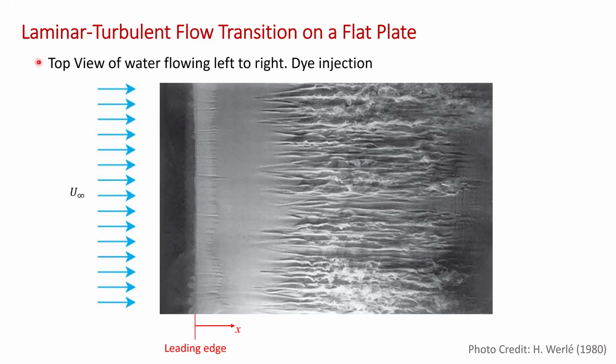This is a flow visualization image of laminar to turbulent transition of a boundary layer on a flat plate. What you're seeing is a top view of the plate with water flowing from left to right, and dye has been injected so you can see the flow disturbances. So you can see the initial laminar boundary layer near the leading edge, which eventually goes wavy. By the way, these initial streamwise streaks are called Tollmien-Schlichting waves, which are named after the former students of Ludwig Prandtl who studied this phenomenon. And then further downstream, the flow eventually goes fully turbulent.